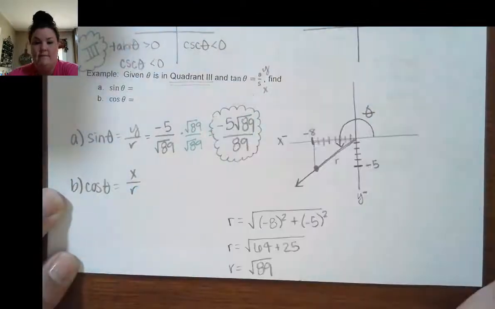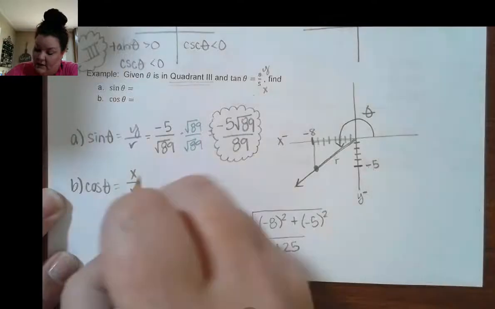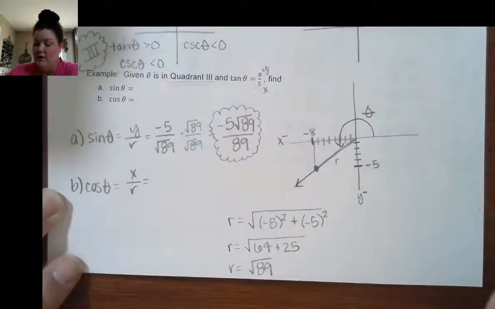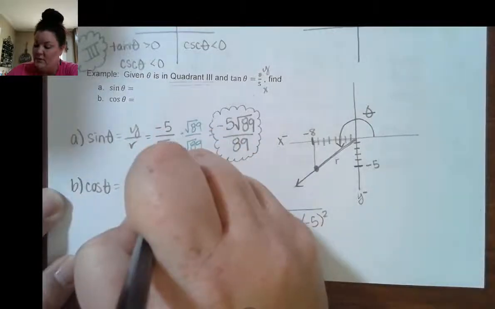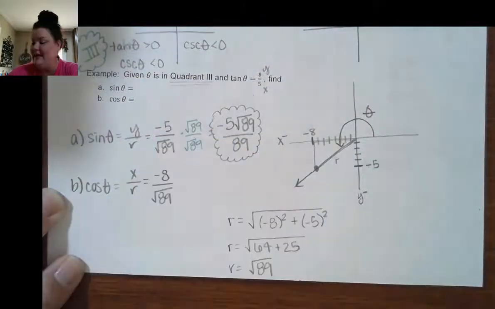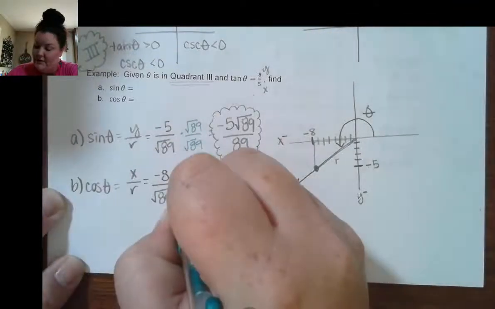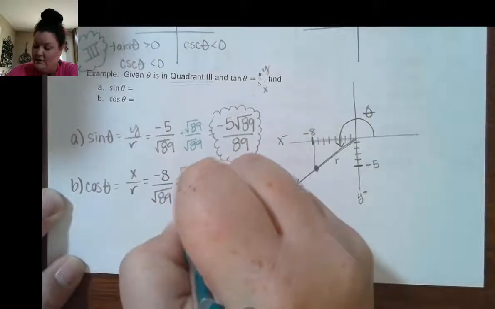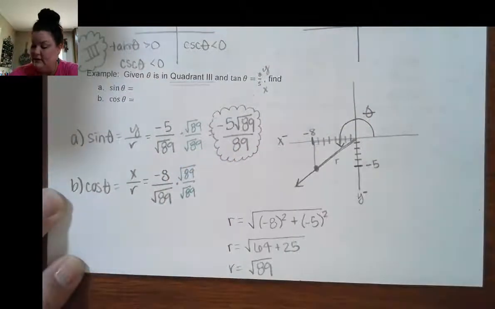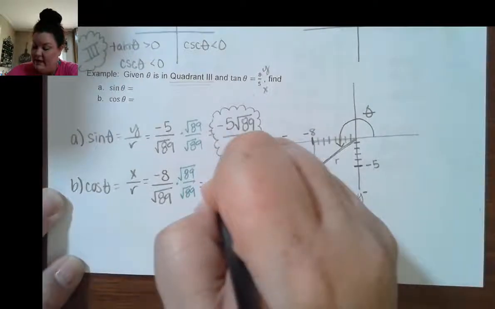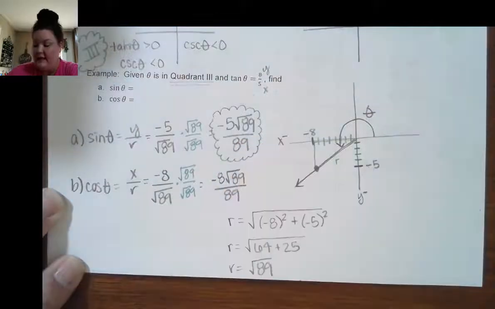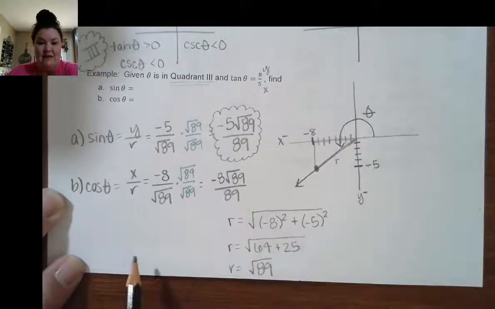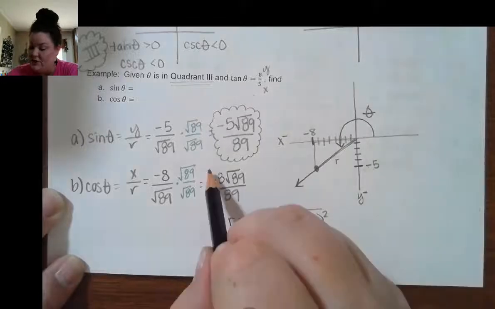Okay. Then we do the same thing for cosine. Cosine is x over r. My x value is negative 8. My r value is the square root of 89. And then again, we can't leave it like that. We have to rationalize our denominator. So again, we're going to multiply by the square root of 89 over the square root of 89. And we end up with negative 8 square root of 89 all over 89. And again, we can't reduce 8 and 89, and the radical doesn't simplify, so we're just going to leave it like this.